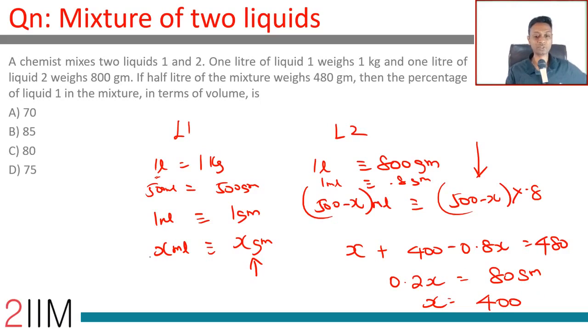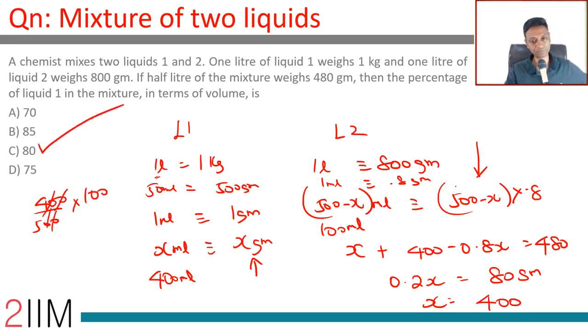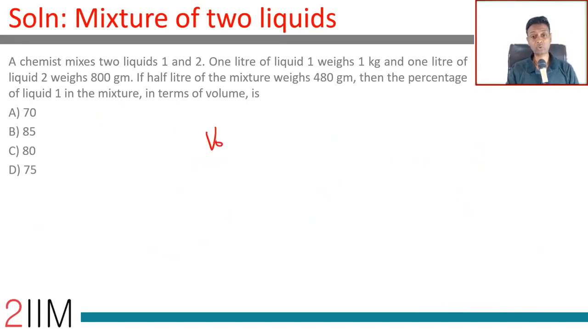We've got this going. So this should have 400 ml of the first one, 100 ml of the second one. Then the percentage of liquid 1 in the mixture in terms of volume: 400 by 500. Overall volume is half a liter. 400 is the first one. 400 by 500 as a percentage, 4 by 5 is 80%. The beauty in this question is we're talking about volume and weight. We're linking liters and kilograms.